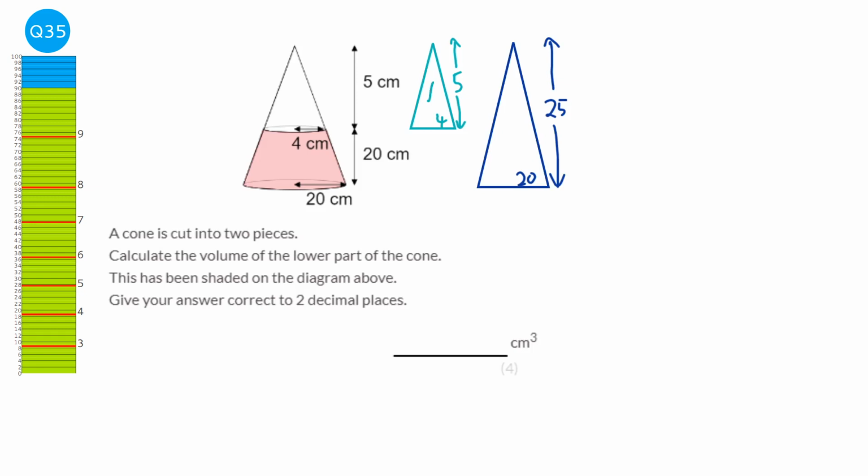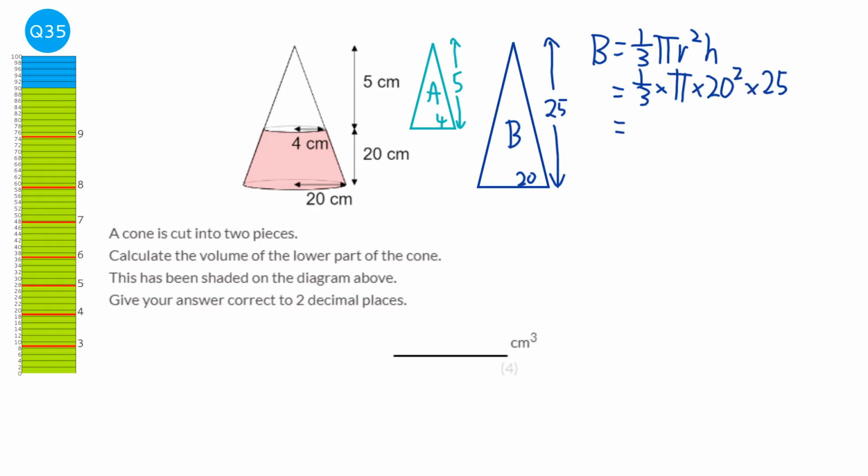So I'm just going to label them A and B. And so why don't we work out the volume for B first? And the formula for the volume of a cone is 1/3 pi r squared h, with h being the perpendicular height. So it's 1/3 times pi times 20 squared times 25, which is going to be 10,471.975 blah blah blah. We're going to work out the volume for A, and this time it will be 1/3 times pi times the radius now is 4, and the height is 5.